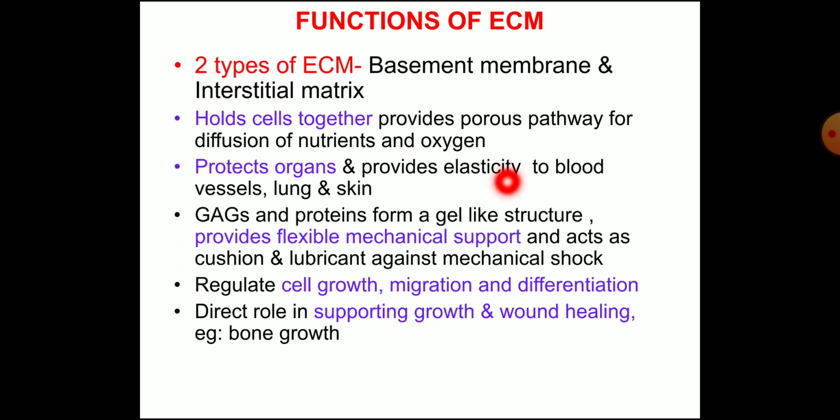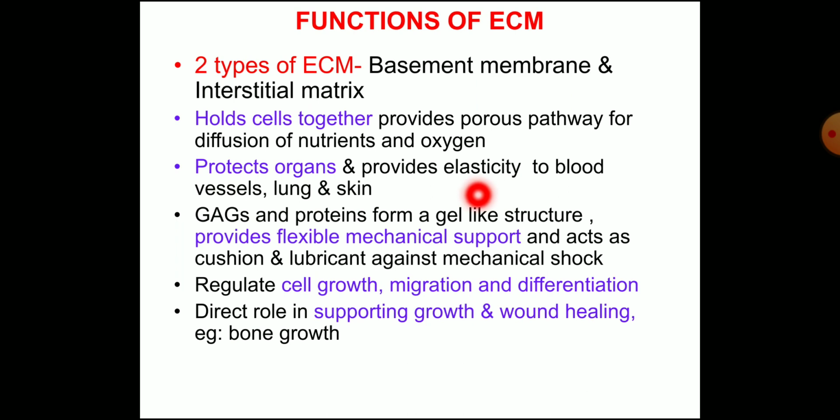And now we have to explain the functions of extracellular matrix. There are two types of extracellular matrix, basement membrane type and the interstitial matrix. So mainly they are divided into two groups. Now what are the functions? It holds the cells together, provides porous pathway for the diffusion of nutrients and oxygen, and it protects the organs and provides elasticity to the blood vessels, lung and the skin.